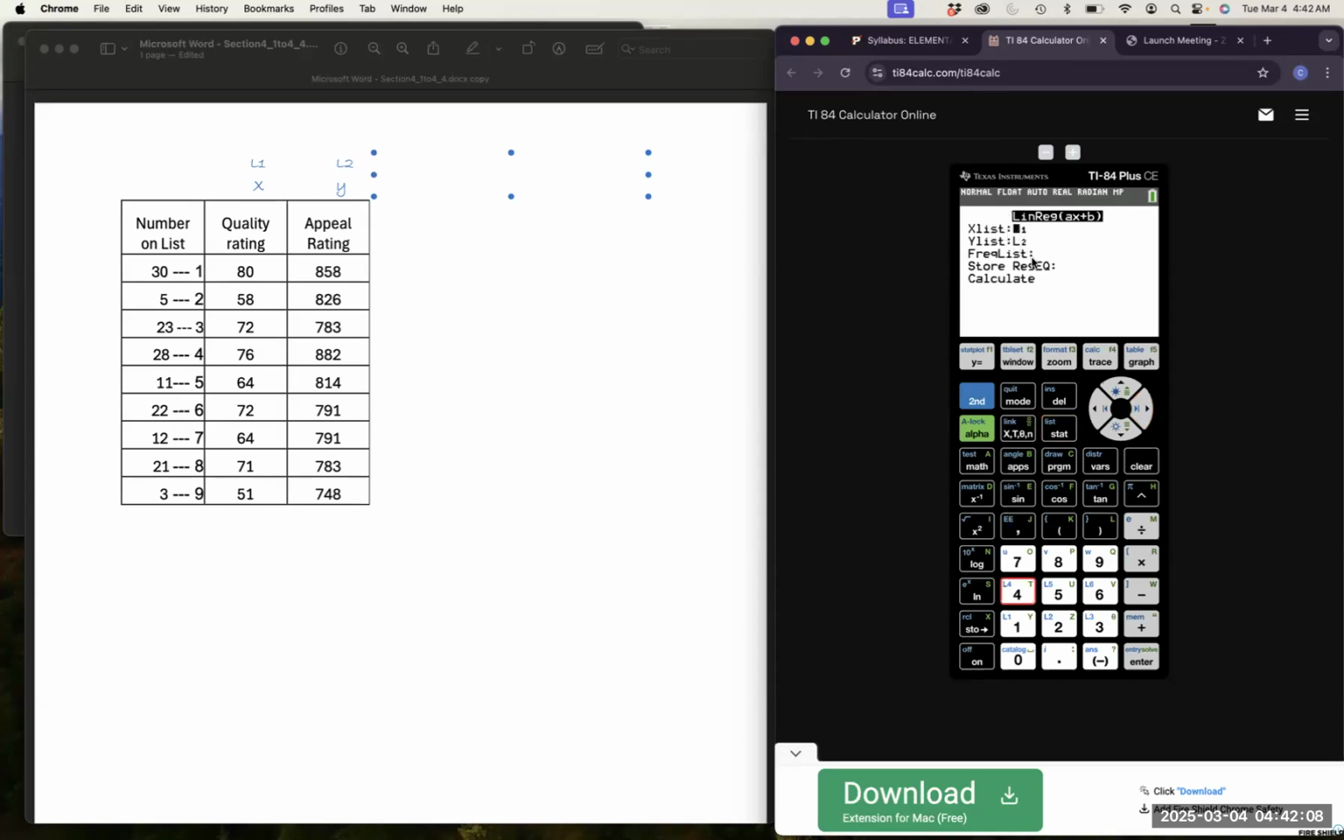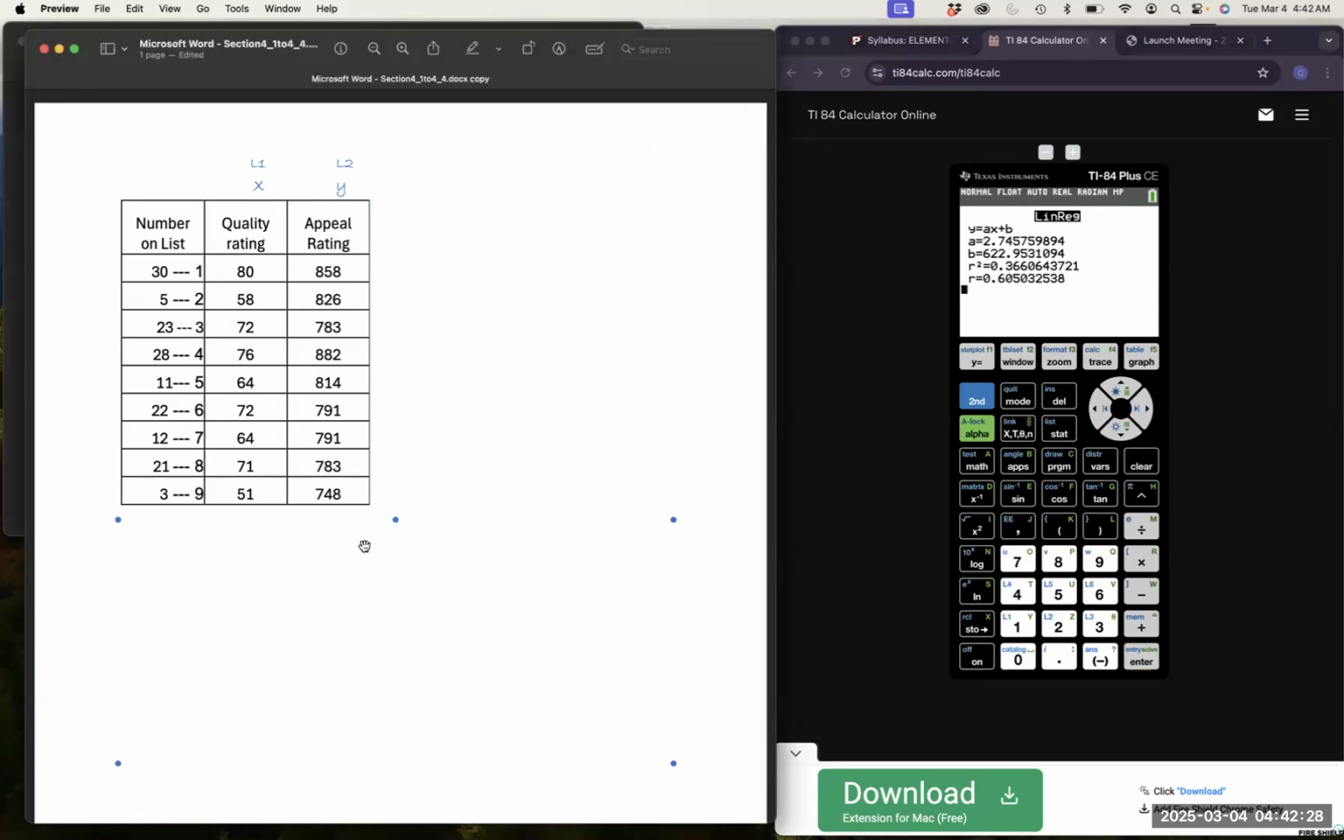This is list 1, list 2, and I'm going to scroll down to calculate. So calculate. Okay, so I get a bunch of things written on here. I have an a value and a b value, and I have r squared and r, and I want to talk about what each of those mean.